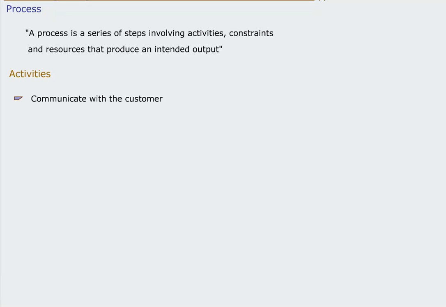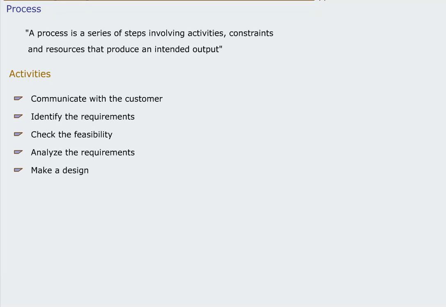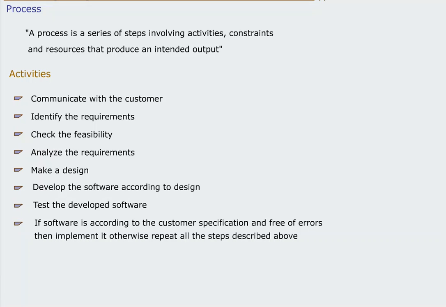Communicate with the customer, identify the requirements, check the feasibility, analyze the requirements, make a design, develop the software according to design, test the developed software. If software is according to the customer specification and free of errors, then implement it. Otherwise, repeat all the steps described above.